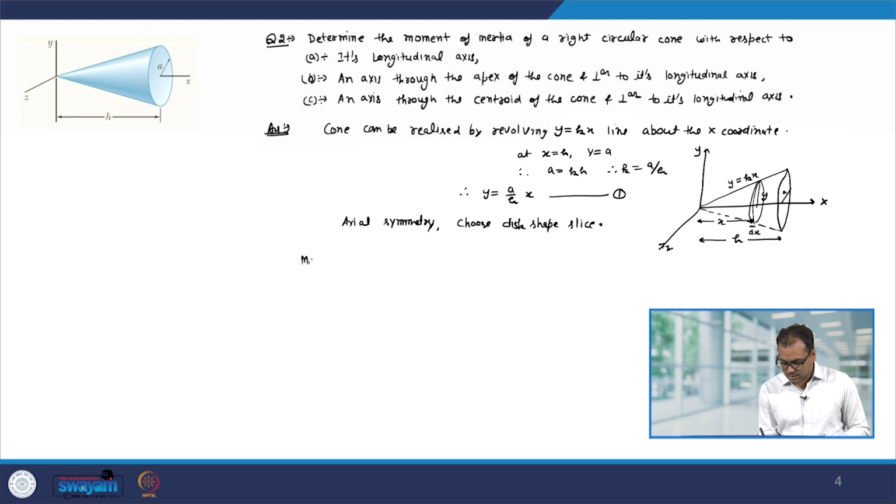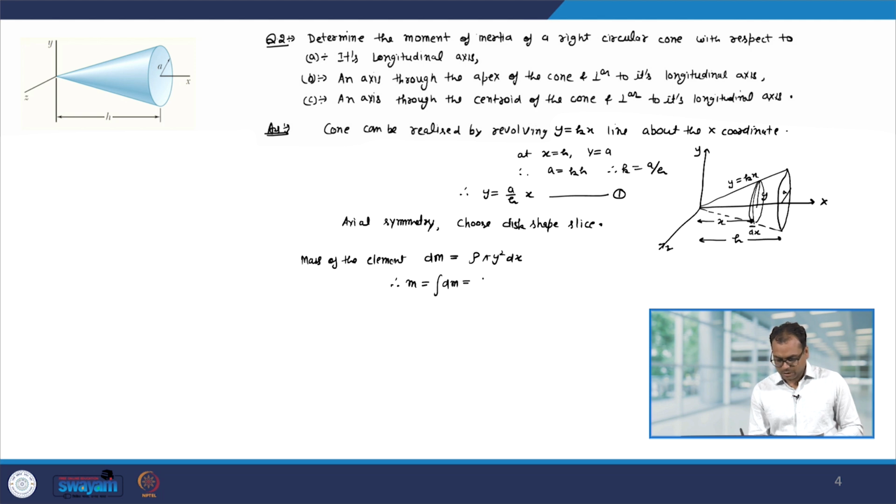So, the mass dm of this element is the density times the volume. So, density is let us say rho and the volume is area multiplied by the thickness. So, area is pi y square dx. Okay. Therefore, the mass m will be integral dm, which is equal to integral 0 to h rho pi y square dx. Okay. And this integral I can find out.